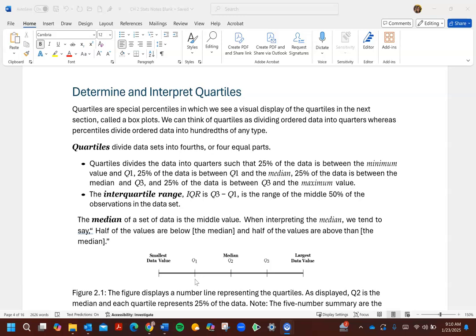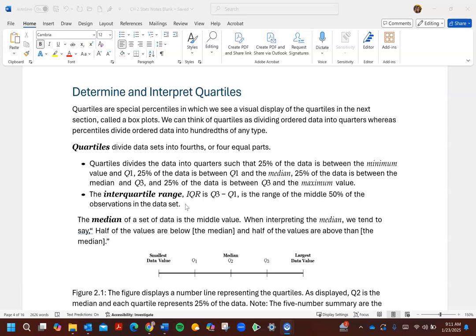Q sub 1 would be the same as P sub 25, the 25th percentile. Q sub 3 is the 75th percentile. We don't really talk about the 0 and the 100. We talk about it as minimum and maximum.